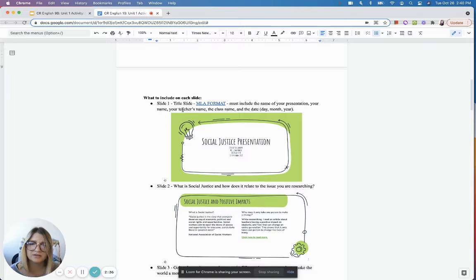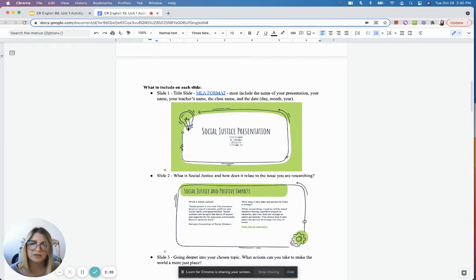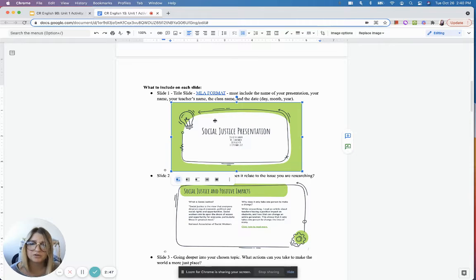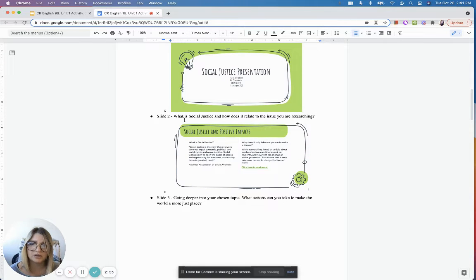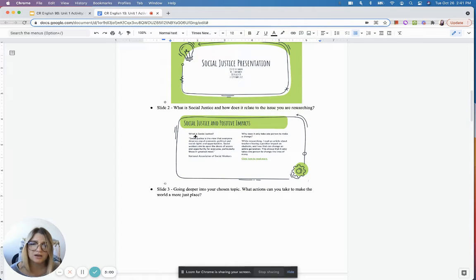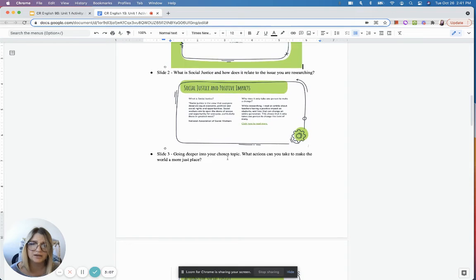Your first slide is your title slide. You can put it in MLA format, and if you need to know what MLA format is, you can click on this link right here. It will show you, or you can just follow this model that's right here on the page. The second thing is you're going to answer the question, what is social justice and how does it relate to the issue you are researching? You can see there's a definition here and then the answer to the second question on the other side.